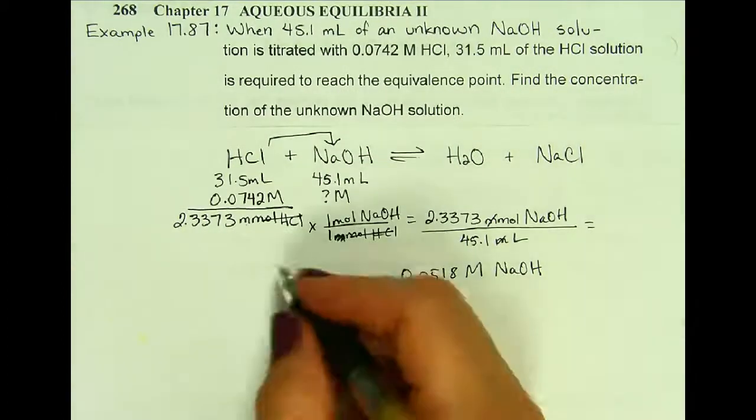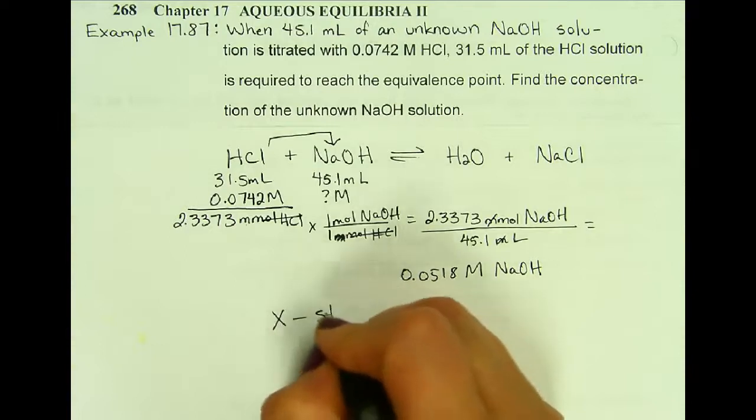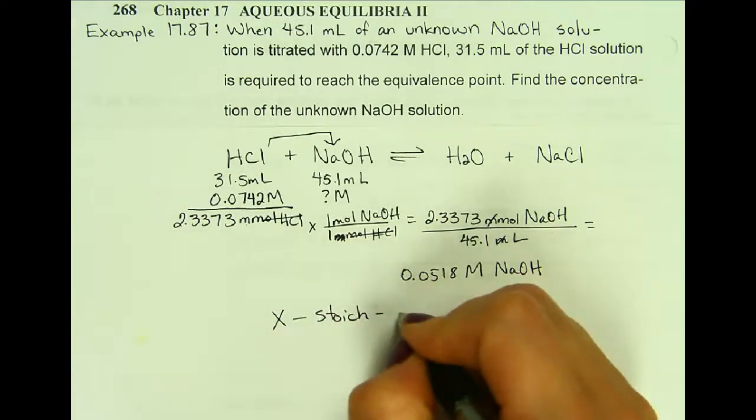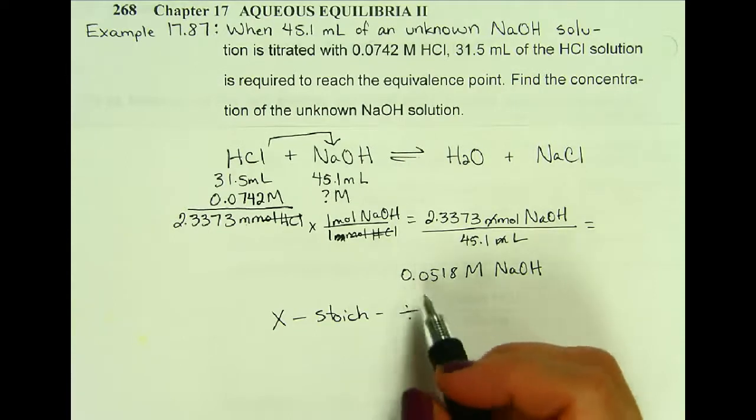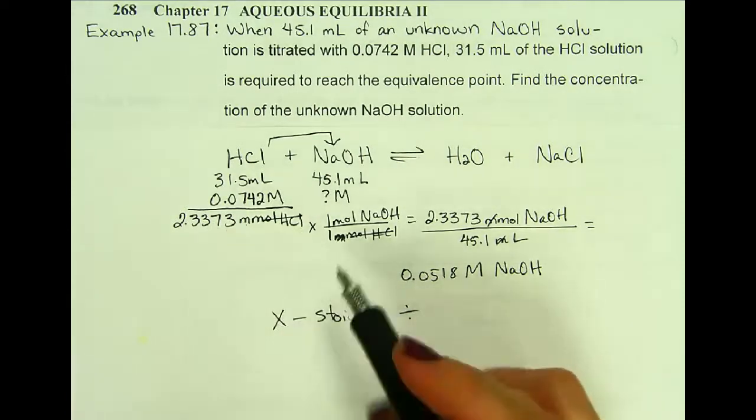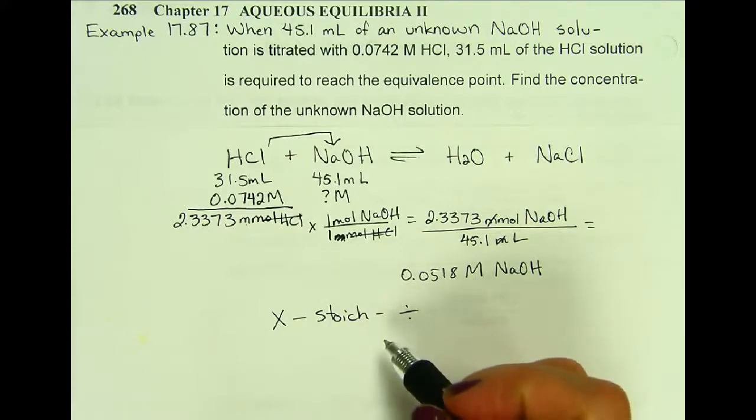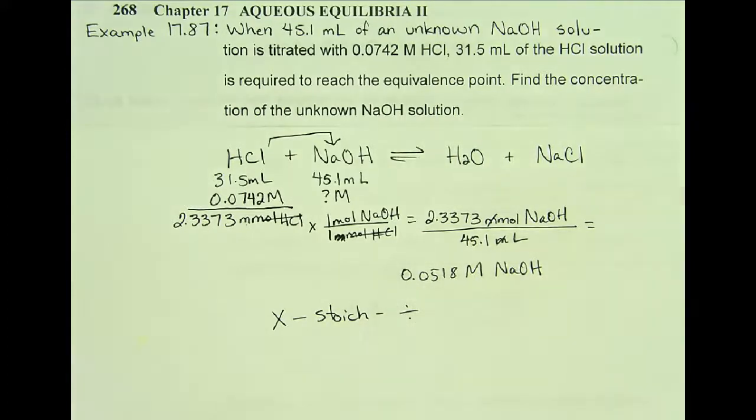So this should take you back to the good old multiply, stoic, divide that I taught you a long time ago. However, if you look at the rest of these notes on page 268, you'll see a different type of equation that can also be used to solve a titration calculation.